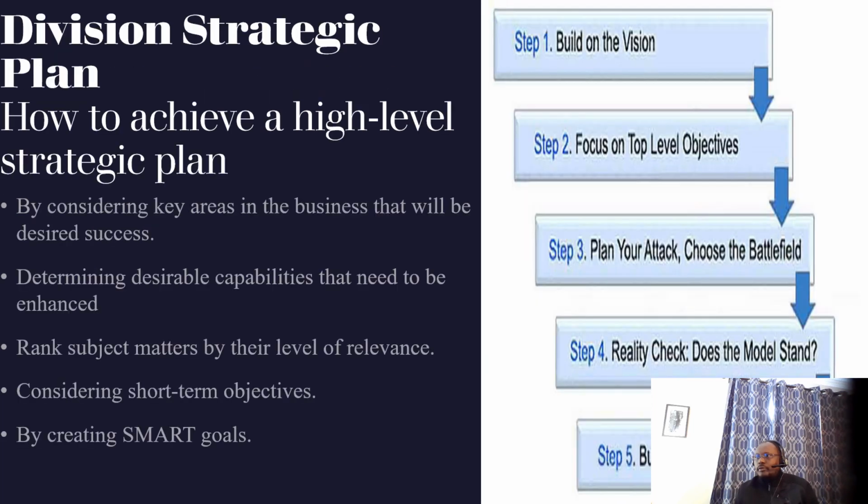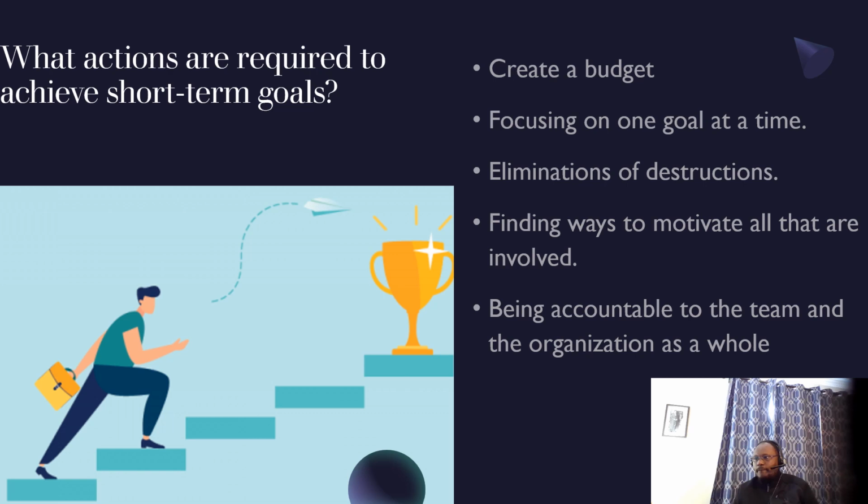Now breaking down the vision and strategic plan, how to achieve the high-level strategic plan by considering key areas in the business that will bring about the desired success, determining desirable capabilities that need to be enhanced, and ranking subject matters by the level of relevance, considering short-term objectives, and creating SMART goals would allow the organization to achieve its strategic plan.